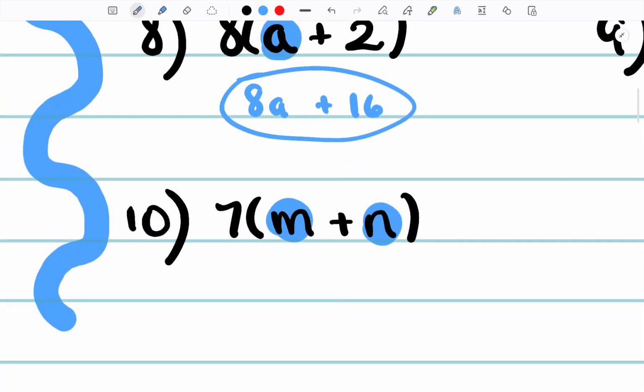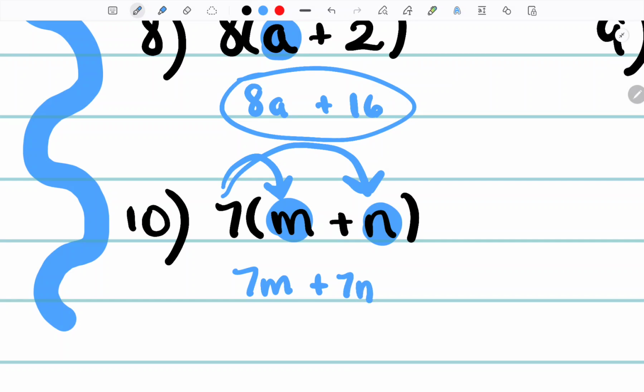Last one. This one's a tiny bit different, but it doesn't matter. Okay, number 10. I want to see if you guys can solve this one. Okay, got it yet? That's fine if you didn't, but let's see if you got it right. Okay, 7 parentheses m plus n parentheses. Okay, we're still fishing out. Doesn't matter if they're variables or numbers. Okay, 7 times m is 7m, and 7 times n is 7n. So that's basically all you get, and that's it, you're done.